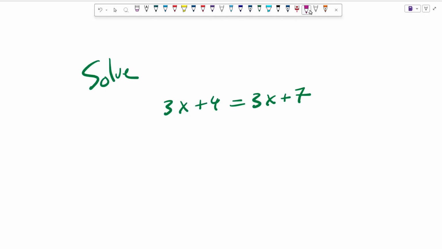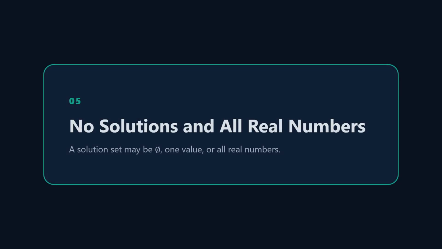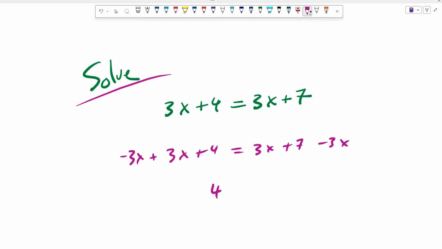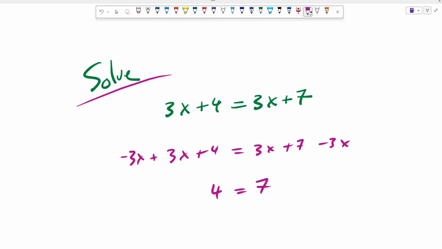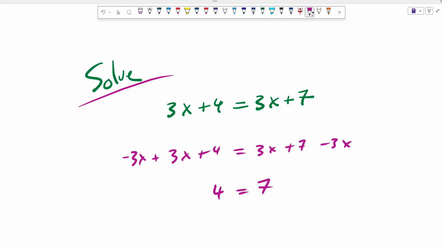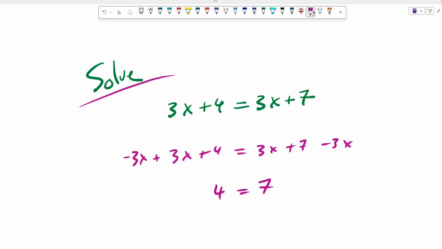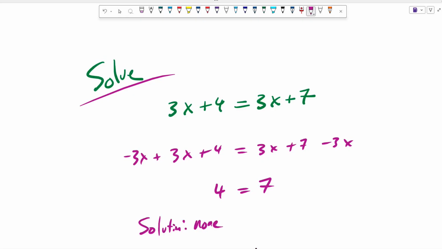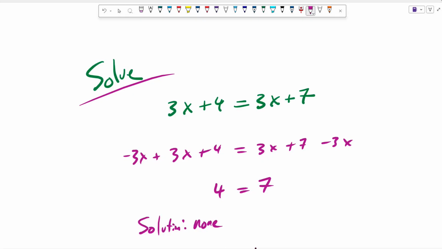Let's do another one. Okay, here we got variables on both sides. So what's our first step? Subtract 3x from both sides. And we got 4 equals 7. What does that tell us? So we use our addition property of equality. We end up with a false equation, always false. So what are the solutions? There's none.